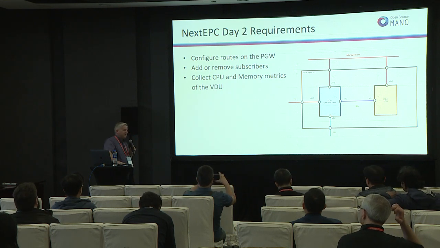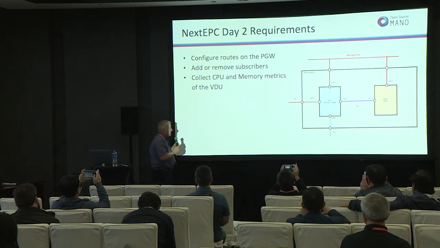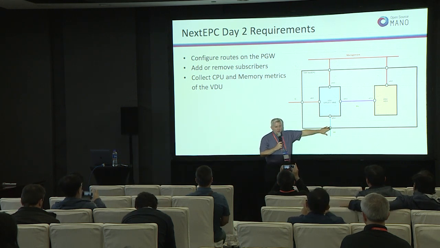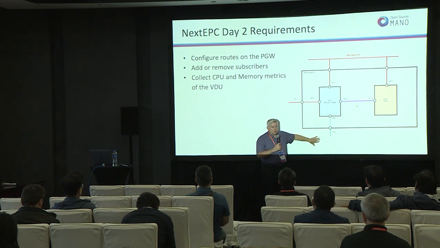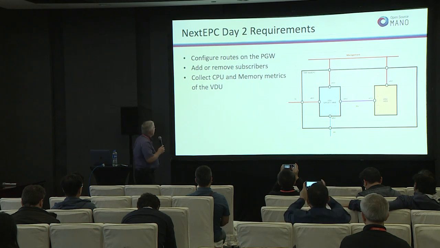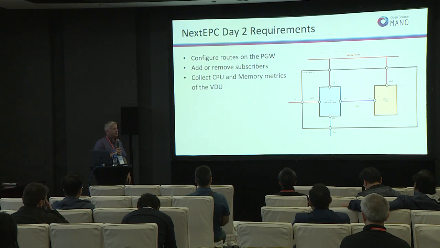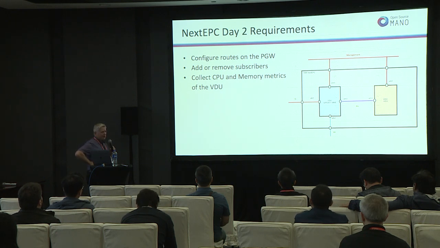Next EPC, I decide to keep things fairly simple. I'm going to be able to say, well, I want to define different routes out this interface here so that the next hop is internal to my carrier network or external to the internet or perhaps pointing it at cache or something like that. I also want to be able to add and remove subscribers from my cellular data network. And I want to make sure that I'm capable of collecting CPU and memory metrics. Actually, I forgot one point there. I also want to capture the network throughput, because I want to see if I'm saturating my network or not.